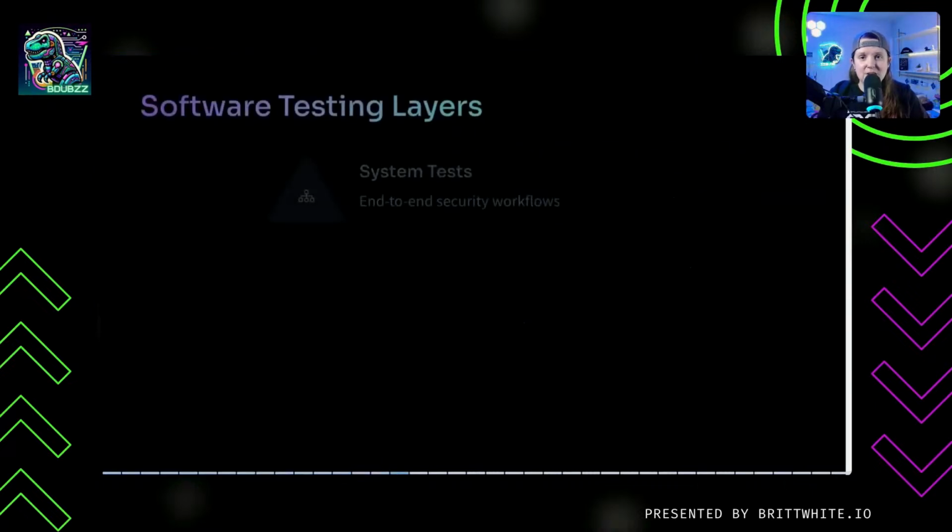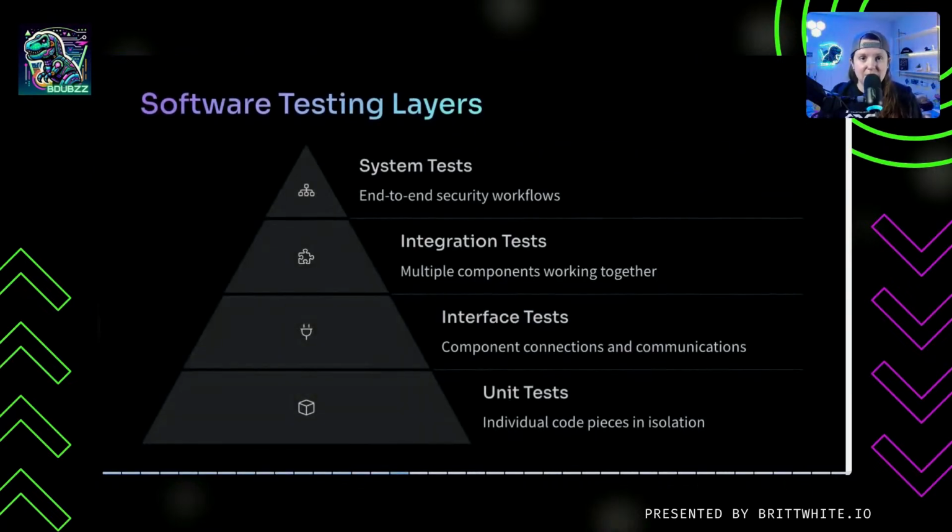Now let's take a look at how software testing works in layers to ensure security at every stage of development. Think of it like building a house. We need to check everything from the individual bricks to the entire structure. Starting at the foundation, we have unit tests. These check individual pieces of code in isolation. For example, when we're building a password validator, we verify that it correctly enforces all security requirements. The minimum password length, special characters, and more. This is like testing each brick before using it in construction.